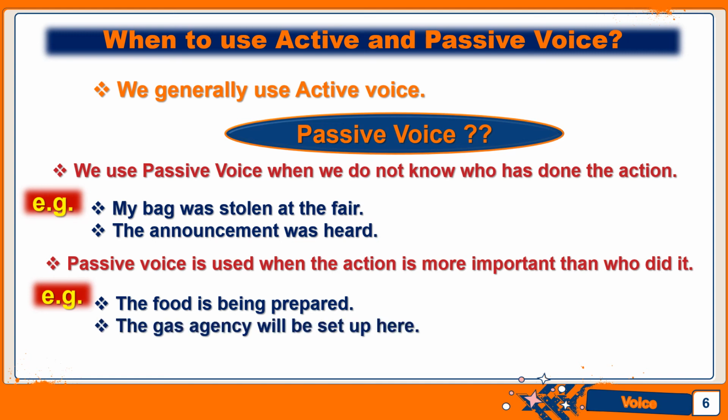"The gas agency will be set up here." So here again, we don't know who is going to set up the gas agency, but we are more concerned about its setting up. So action is more important over here than the doer of action. So in these situations, we always use passive voice.